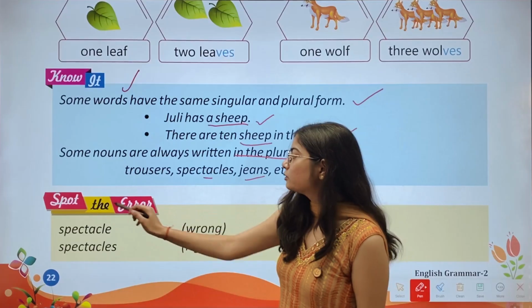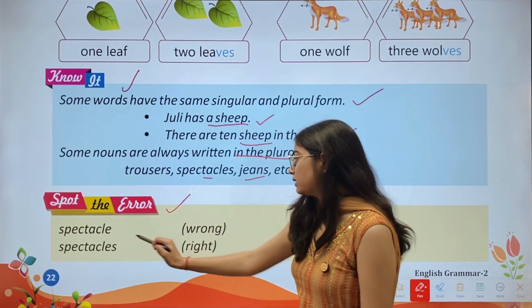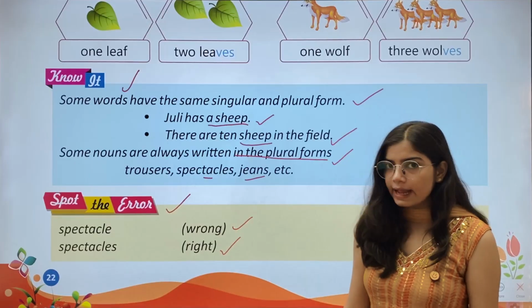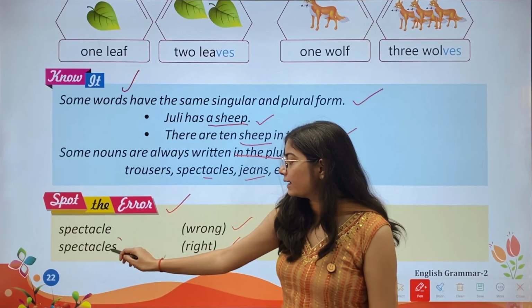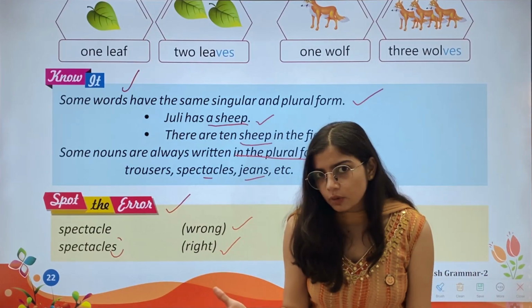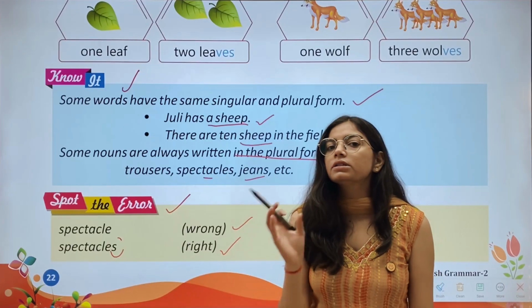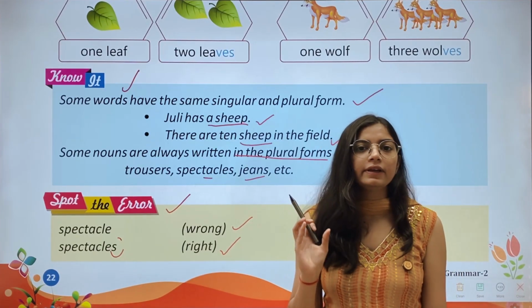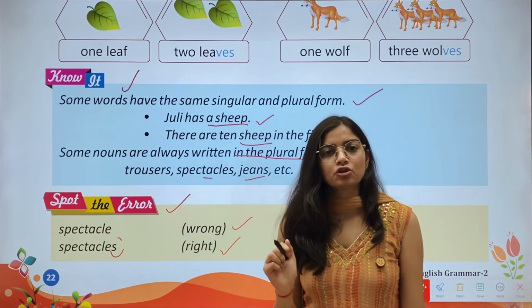Then we have spot the error: spectacle which is wrong and spectacles which is right. Why do we always add S to some of the words? Because they are always in a pair. That's why we have already added S to it.